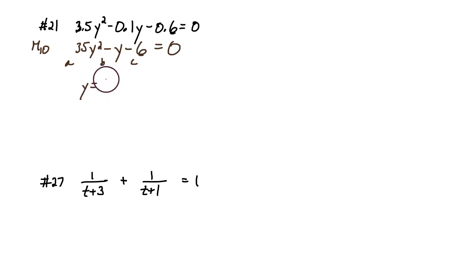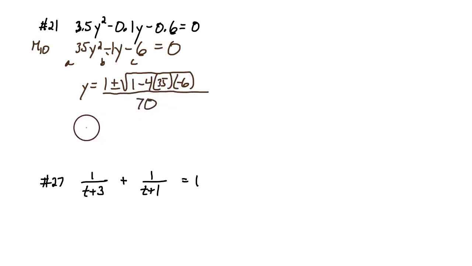So to solve for y, we want to go negative of b. So negative of the negative 1 is a regular 1. Now b squared, negative 1 squared is 1. A is 35, and c is negative 6. That's all divided by twice a. 2 times 35 is 70. Now inside the radical, what number does that all turn out to be? It's 841.